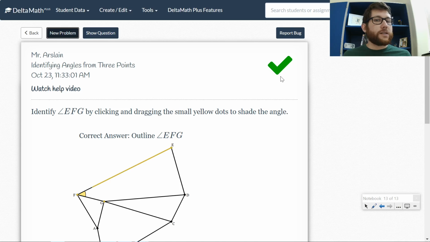This is just a little practice just to refresh your memory about how to do this, because we're going to use angles with 3 letters all the time in the future. So we want to make sure we have this down.